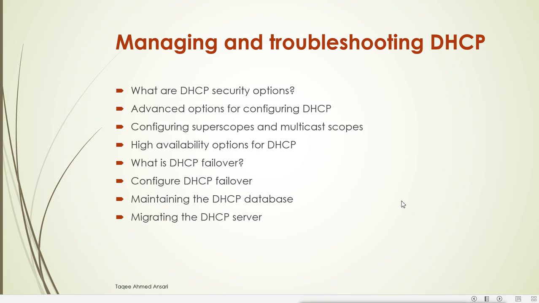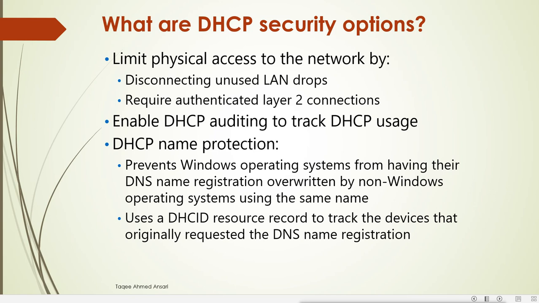Managing and troubleshooting DHCP. Now, what are the DHCP security options we have? Limit physical access to the network by disconnecting unused LAN drops and require authenticated layer 2 connections. So we can limit the physical access to the network by disconnecting the unused LAN drops.